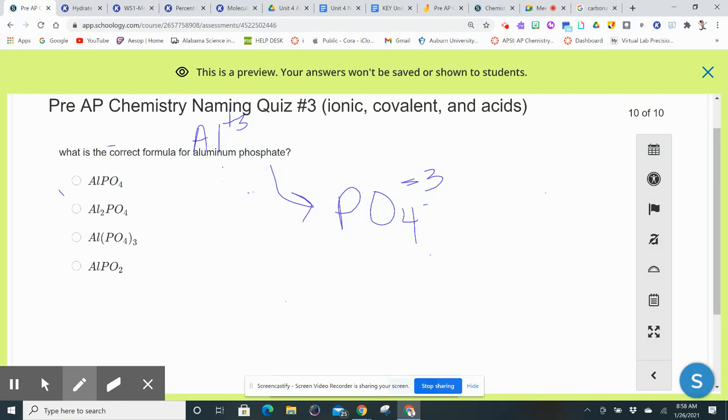All right. So we can take out the last one because PO2 is not the formula for phosphate. I can take out this one because I do not need 3 of them. And I also do not need 2 aluminums to match with 1 phosphate. They're both +3 and -3, so it has to be this one.